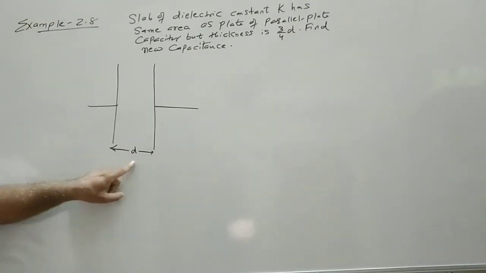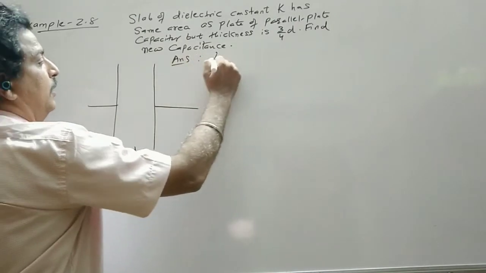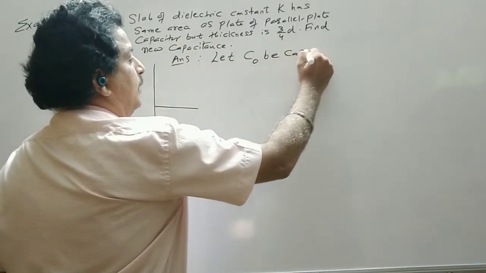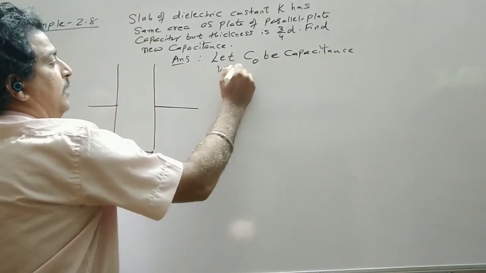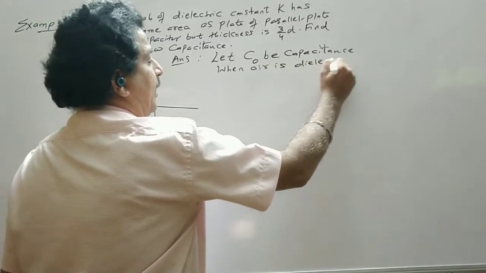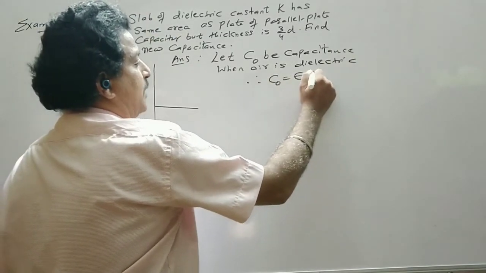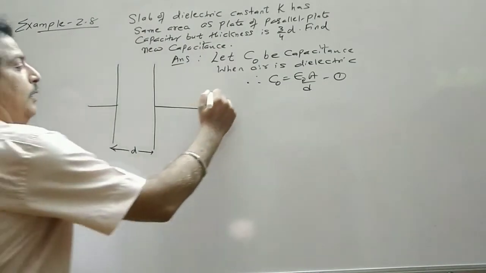So let us consider the initial situation when air is the dielectric. So let C naught be the capacitance when air is the dielectric. Therefore, C naught will be equal to epsilon naught A by D. That is our equation 1.